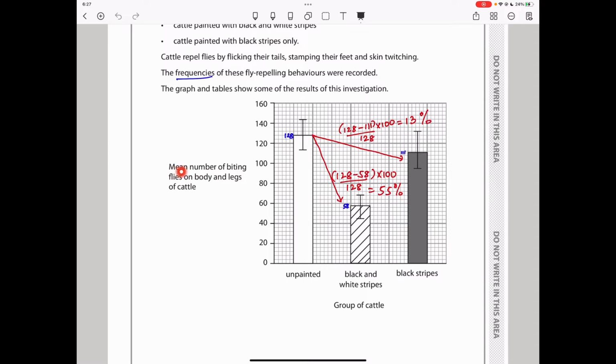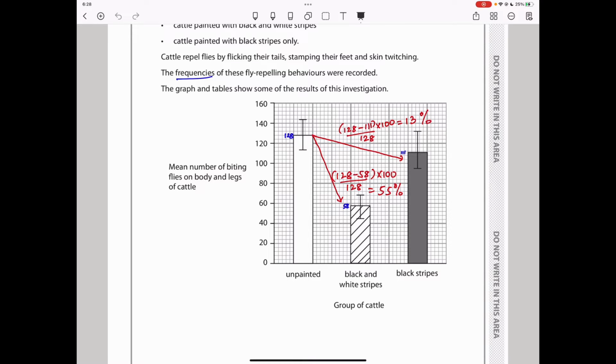On the vertical side, we have the mean number of biting flies on body and legs of cattle. So they were counting them. And remember, this is the mean number, telling us that the experiment was repeated and the mean was calculated. You can see we have error bars here. It shows that they calculated the mean, and the mean was compared with the lowest and the highest value.